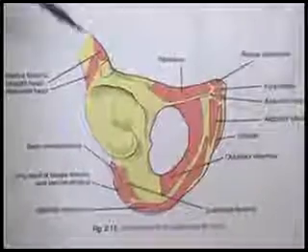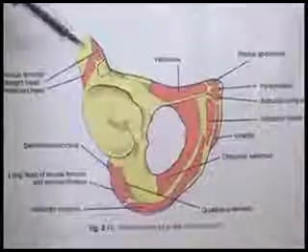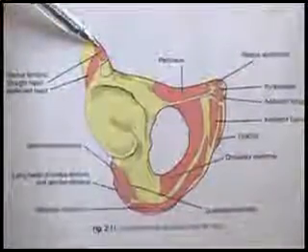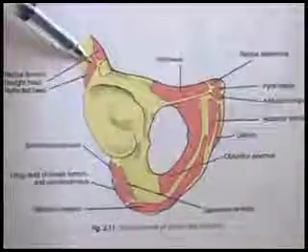Now we come to the anterior inferior iliac spine. It gives attachment to the straight head of rectus femoris in the upper part, and the reflected head is below, just above the acetabulum.